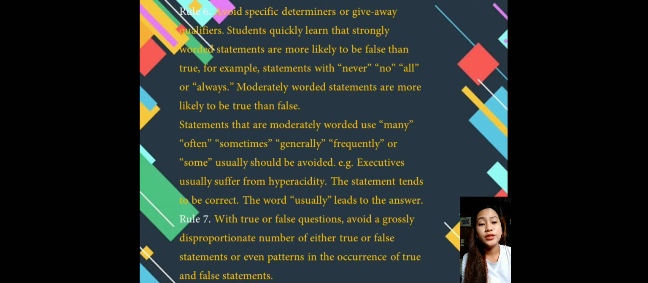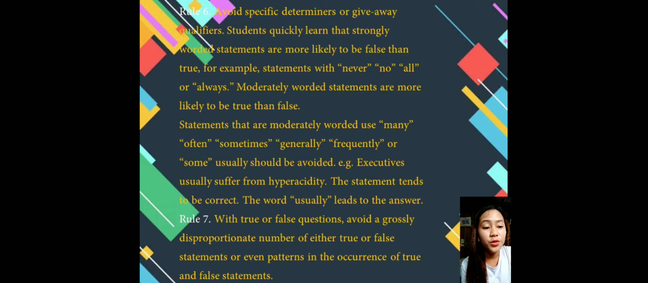Next is rule number 6. Avoid specific determiners or giveaway qualifiers. Students quickly learn that strongly worded statements are more likely to be false than true. For example, statements with never, no, or always. For example, never go away, in which your life will go wrong or be misleading.